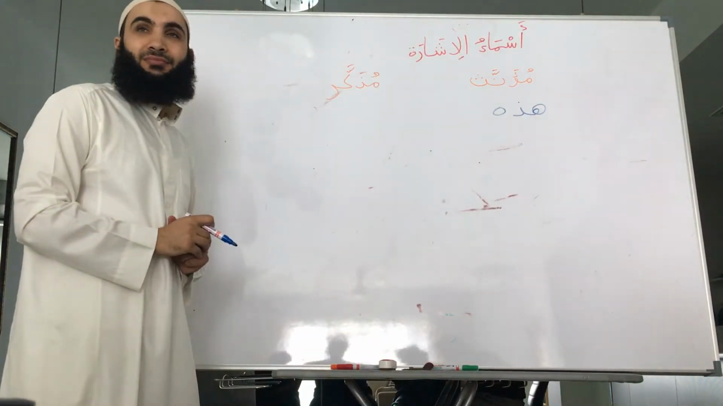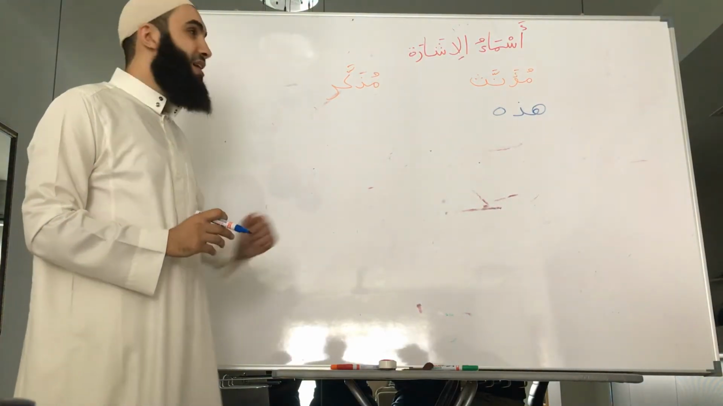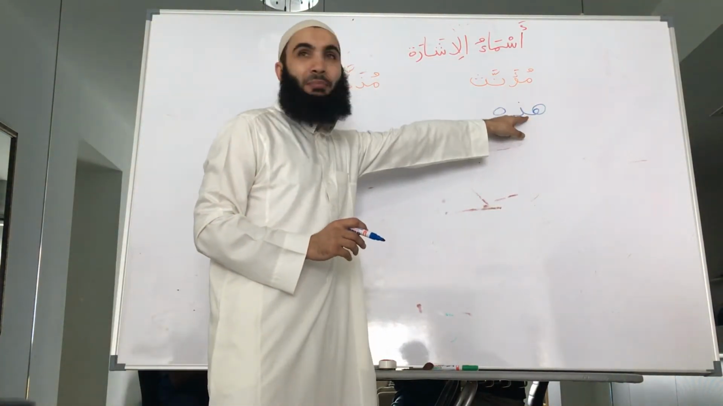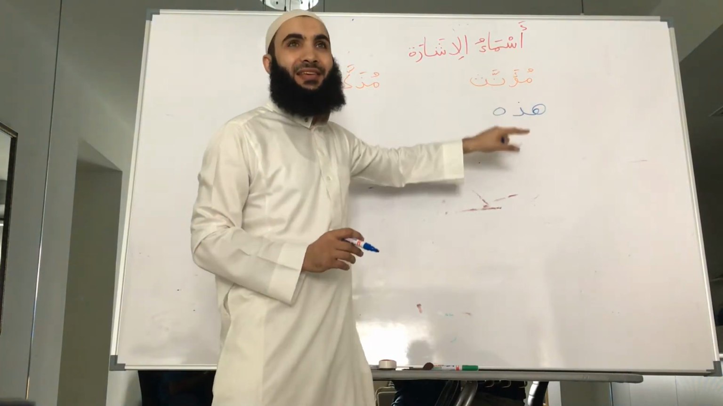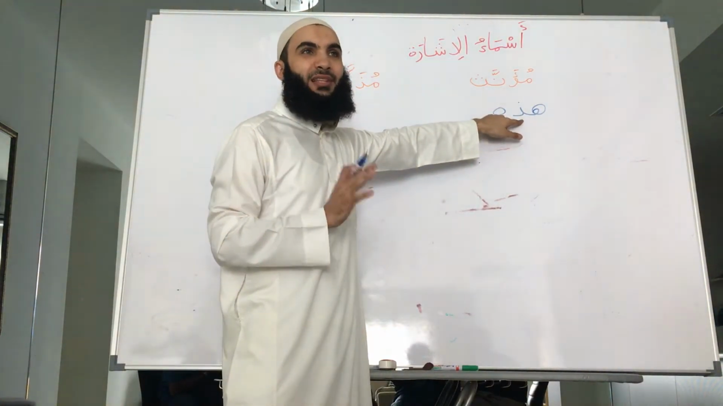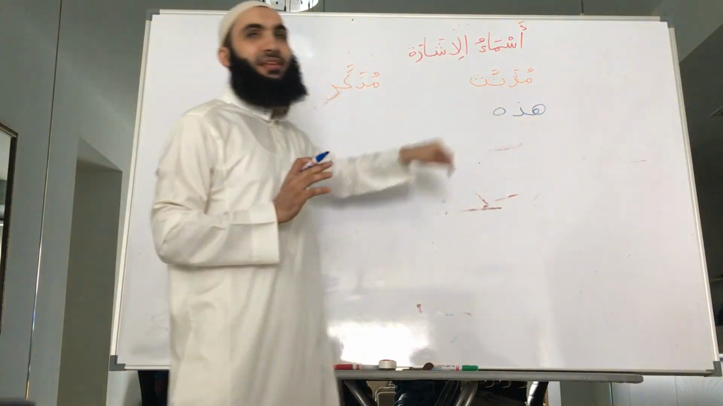هذه. Yes, in origin it's ha with a mad after the ha. هذه. But when we write it, we don't write the mad. That's just the rule, okay? هذه.